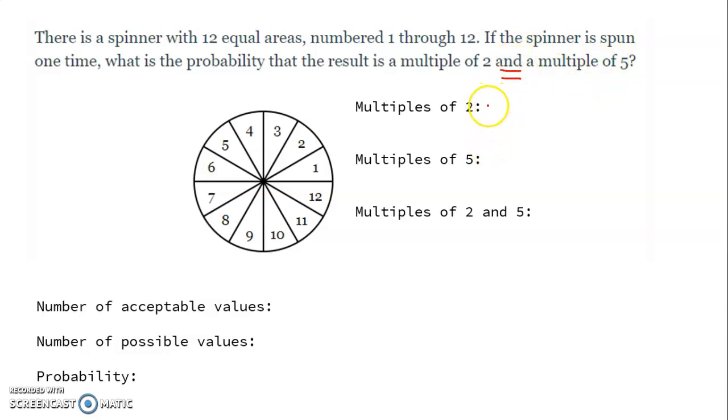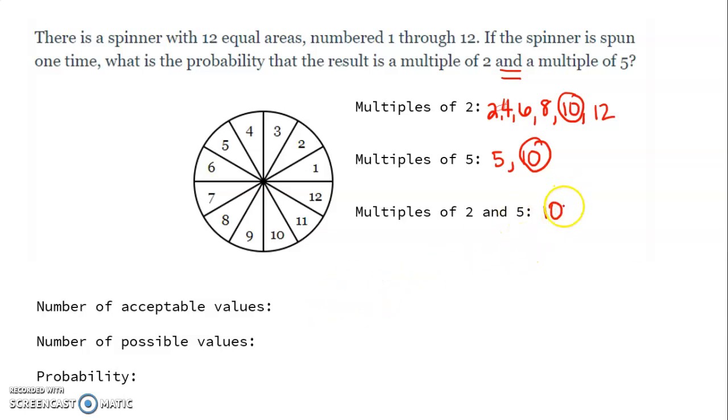So my multiples of 2 for this spinner are 2, 4, 6, 8, 10, and 12. My multiples of 5 are 5 and 10. So I want to know my multiples of 2 and 5. So which are the ones that they have in common? And all they have in common is a 10.